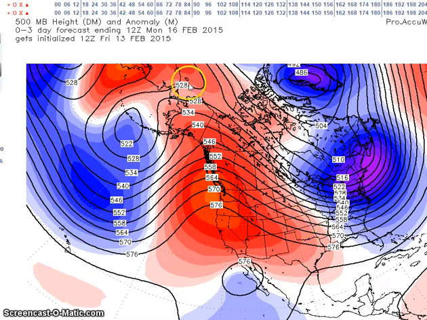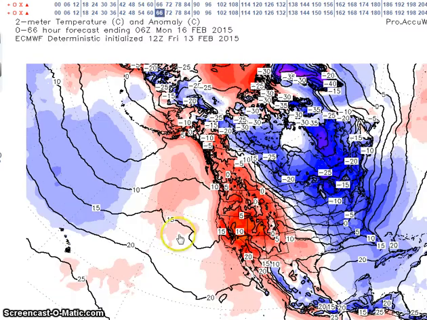Temperature anomalies during this period are forecast to be about 15 to maybe as high as 20 degrees below normal across northern New England, 15 degrees, 10 to 15 degrees elsewhere. And the west will have temperature anomalies on the other side of the scale at about 10 to 15 degrees above normal.